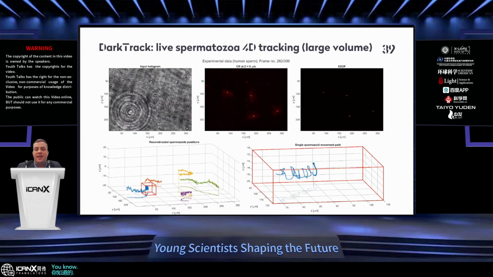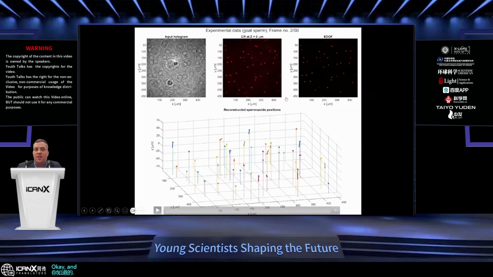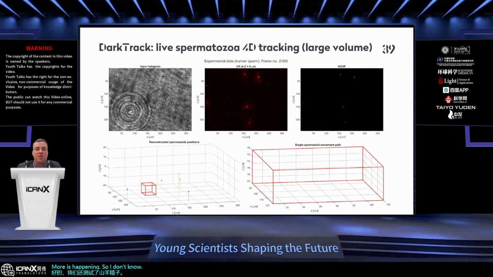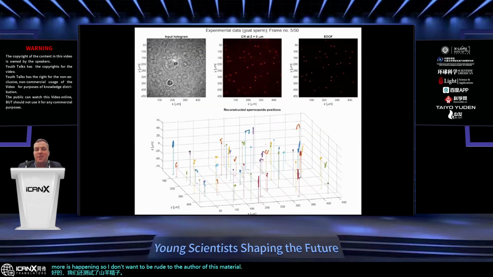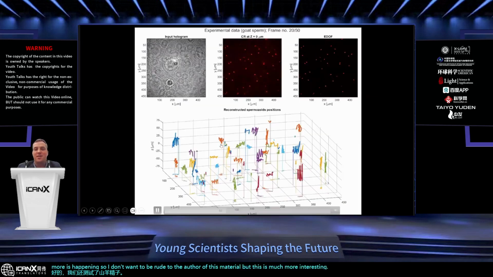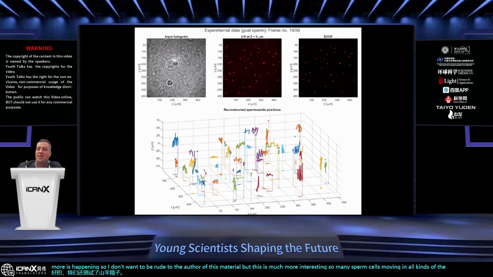Okay, and we also tested it for the goat sperm, where much more is happening. So I don't want to be rude to the author of this material, but this is much more interesting. So many sperm cells moving in all kinds of directions. They will still be able to run the dark tracks smoothly on this data.